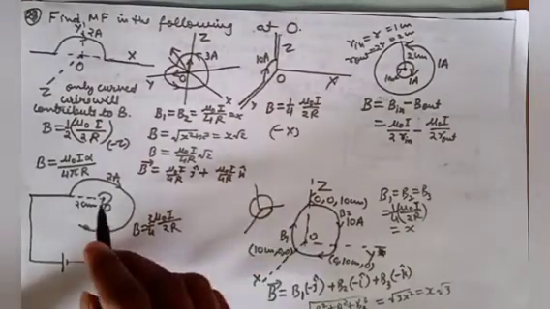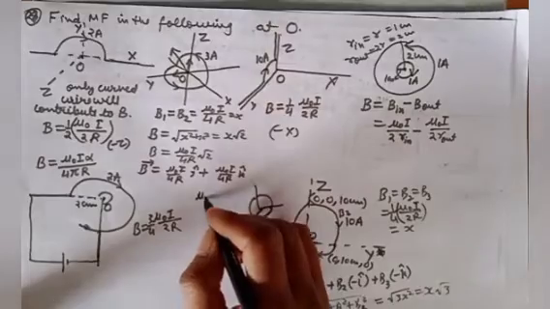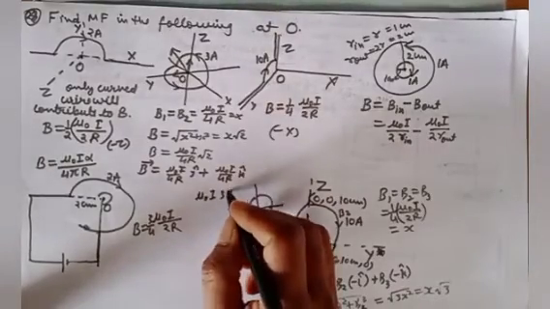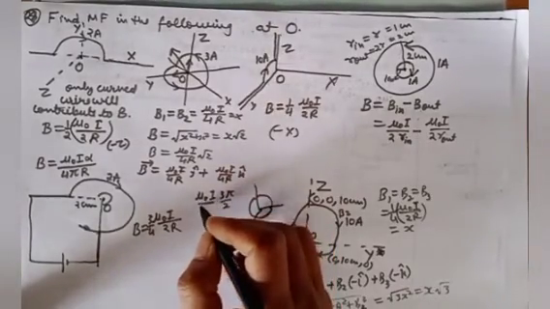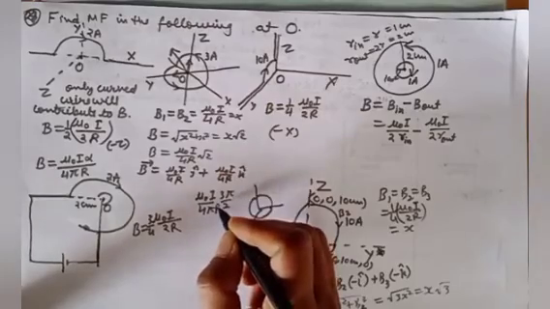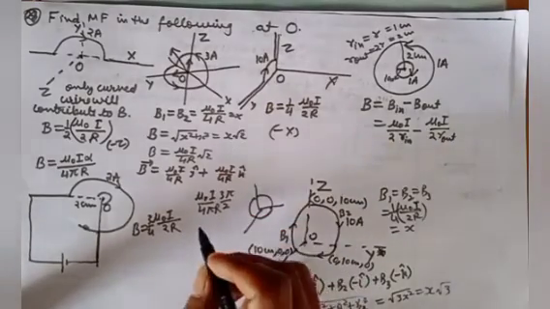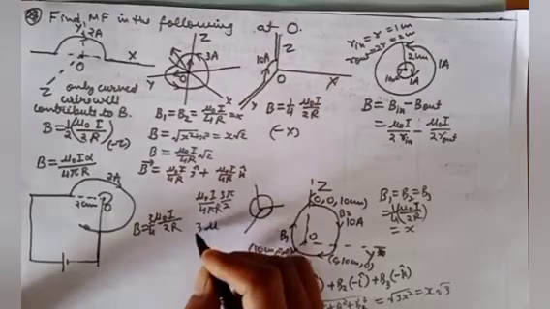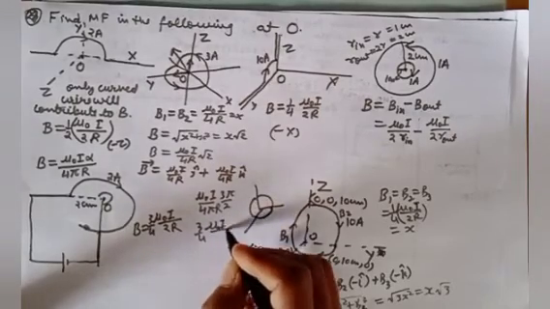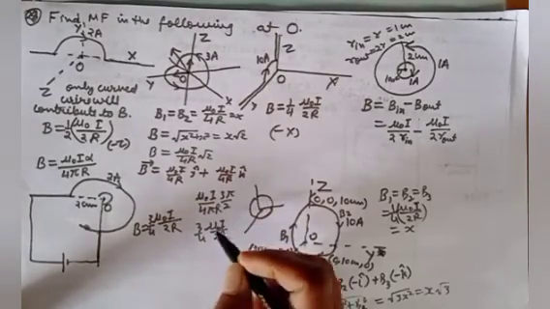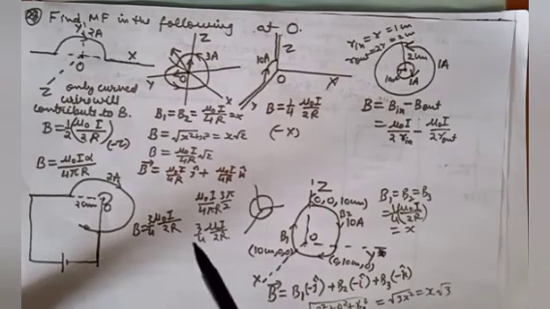But if we want to go through this expression, then it will be mu naught I, alpha is 3 pi by 2, and then 4 pi R. Then it will be simplified, and finally it will be 3 by 4 times mu naught I upon 2R. So later on you put the numeric values and you will easily get the answer.